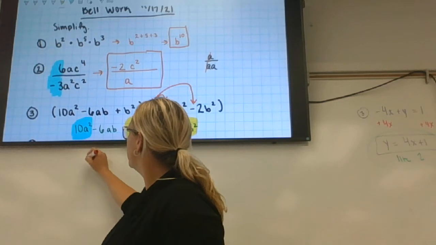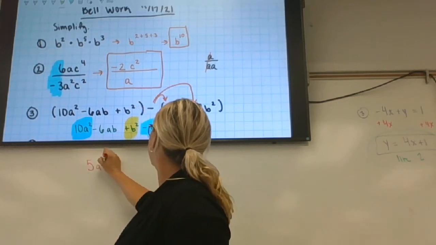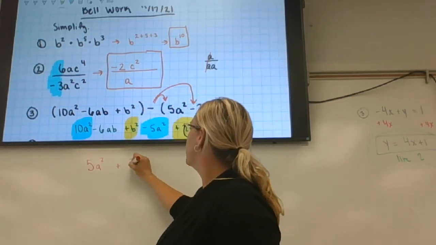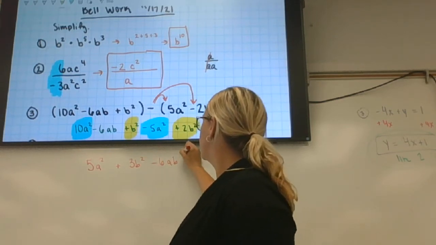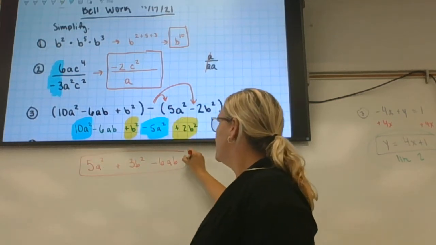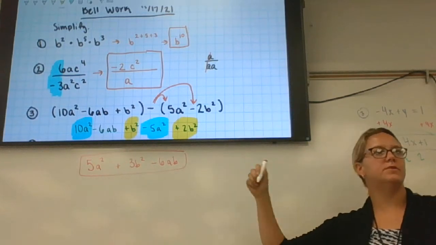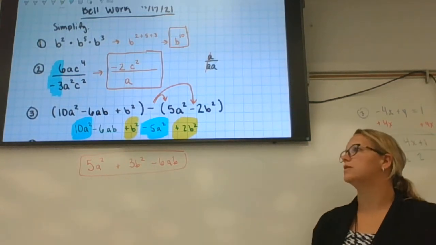So that's going to be a positive 5a squared plus 3b squared minus 6ab. Notice that none of the exponents changed, only the coefficients.